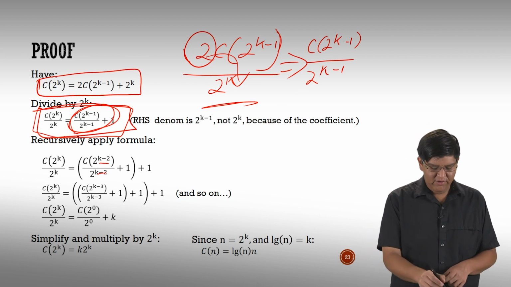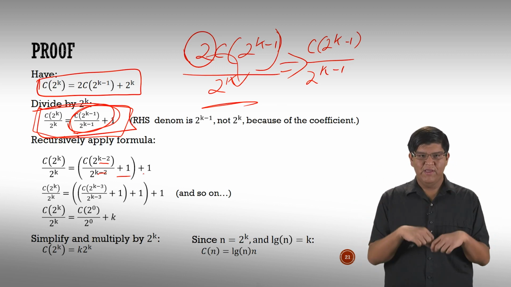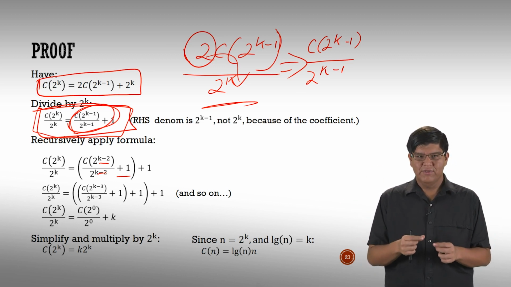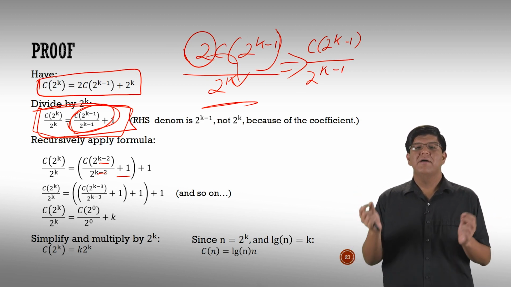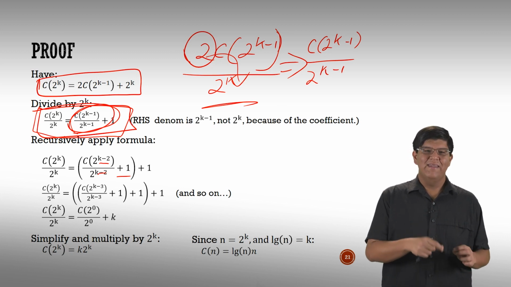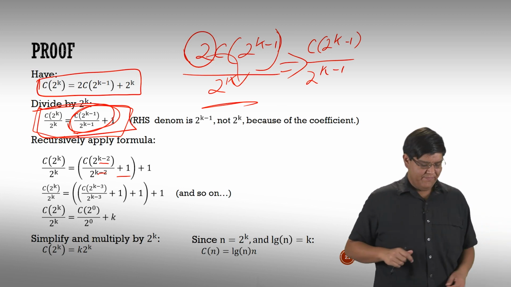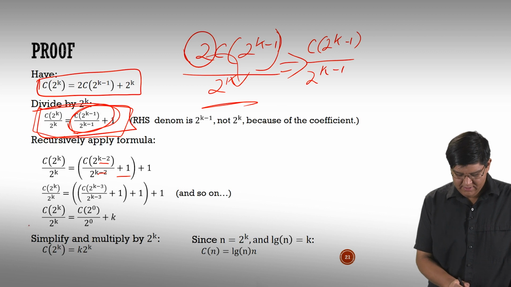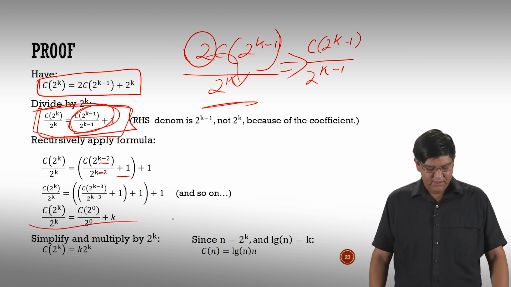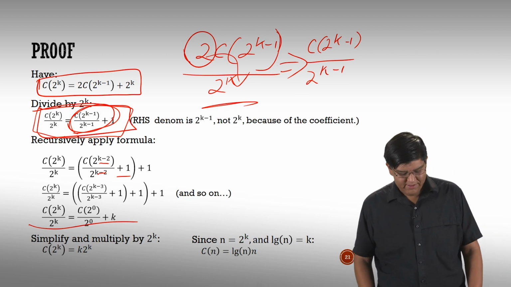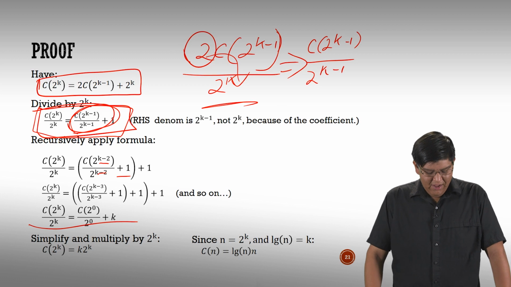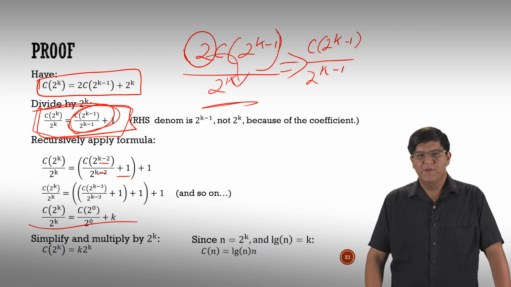And notice that on the side I have a little residual; I leave a plus 1 behind. I substitute myself in, and when I do that, I have both that c term and the term that's just a 1. So I'm substituting into myself, and then I do it again, and again, until I get down to this: c of 2 to the k equals c of 2 to the 0 over 2 to the 0, plus k. And this is nice because c of 2 to the 0 ends up just being 1.